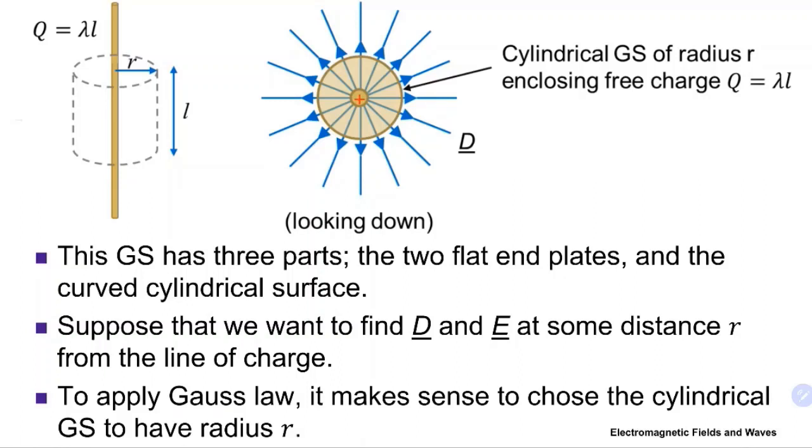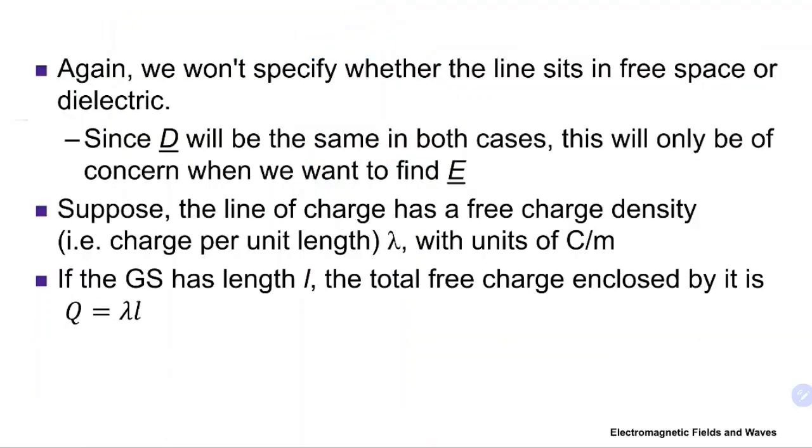Then we define the line of charge by a charge density, called lambda, in coulombs per meter. So the total charge is over a length: the charge density times a specific length gives you the amount of charge in that length. Now we can apply our Gauss's law to this scenario.